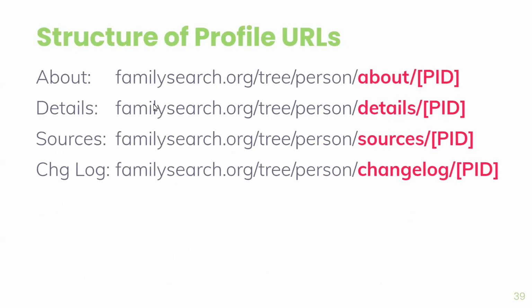But I did want to show that the profile URLs also are very logically organized. So they just start out with familysearch.org/tree/person, then about, as you would guess, goes to the about page. And then you've of course got to put the PID here. Details goes to the details page. Sources, change log goes to the change log.